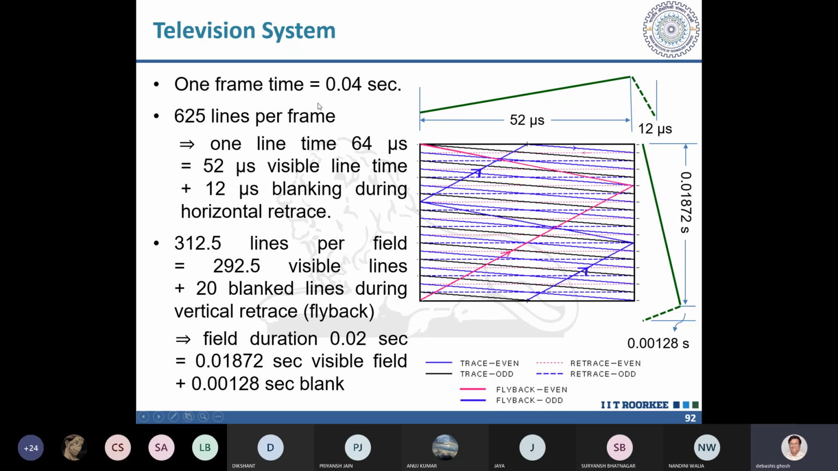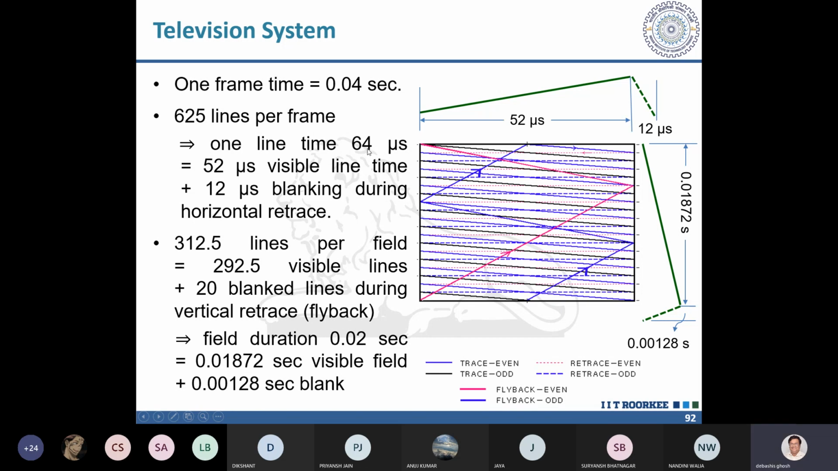Now, what I am discussing here is with respect to our system, our pulse system. In our pulse system, we have 625 lines per frame. So you can calculate again that if one frame time is 0.04 second, then 625 lines per frame means one line will take 64 microseconds for scanning. So one line is basically from one side to the other, from left to right.